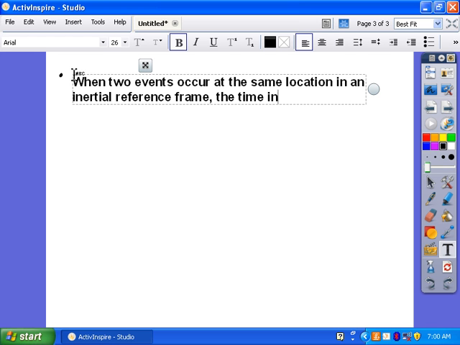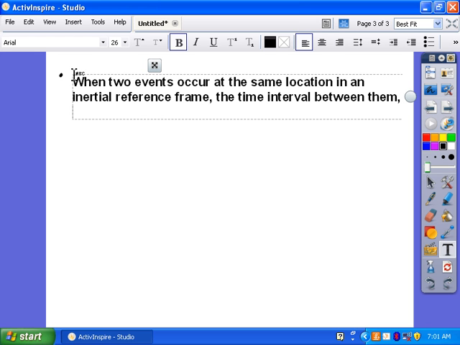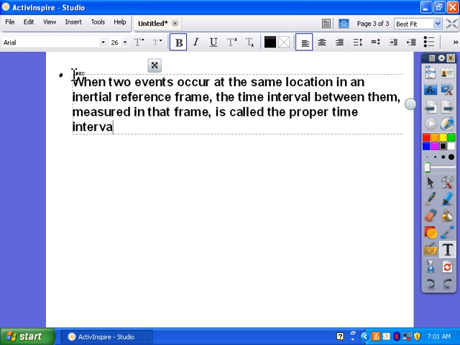The time interval between the two events, or them as the book calls it, measured in that frame, is called the proper time interval, or proper time.